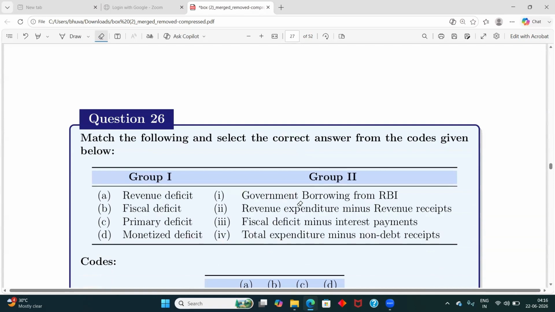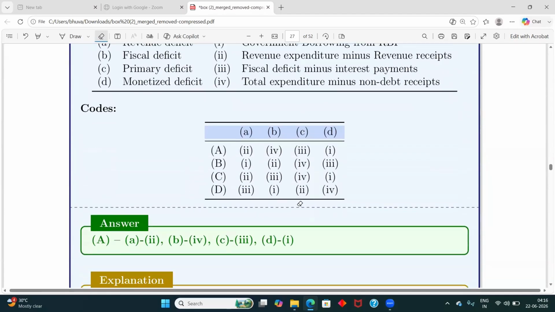Question number 26. Match the following and select the correct answer from the codes given below. In group 1, this question is from the budget. It is very important; every time questions are asked from the budget, sometimes with current data. So: revenue deficit, fiscal deficit, primary deficit, and monetized deficit. Let's see the explanation. What is revenue deficit?